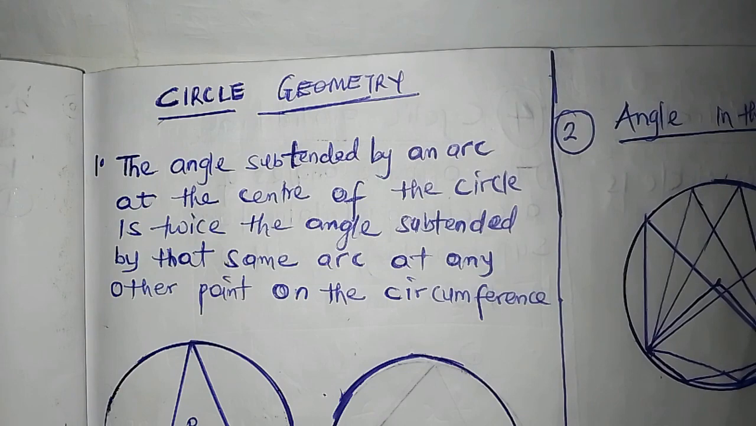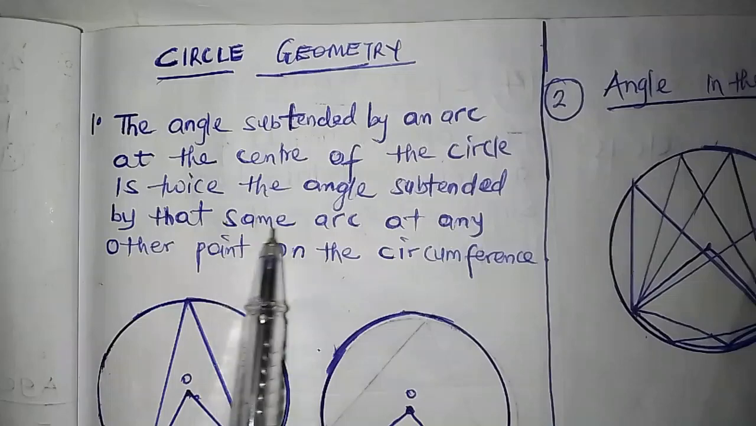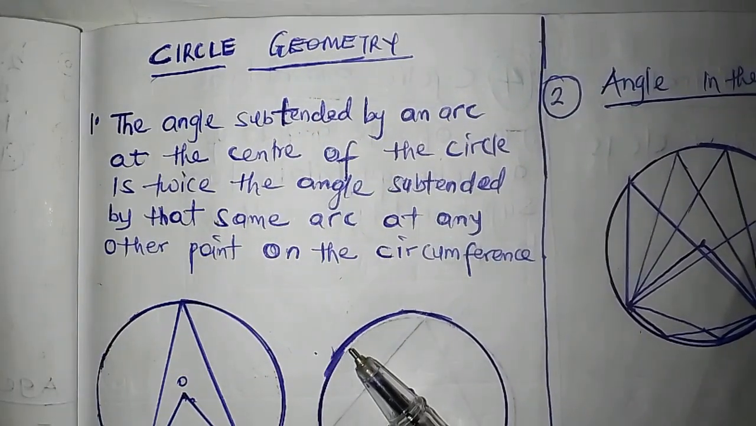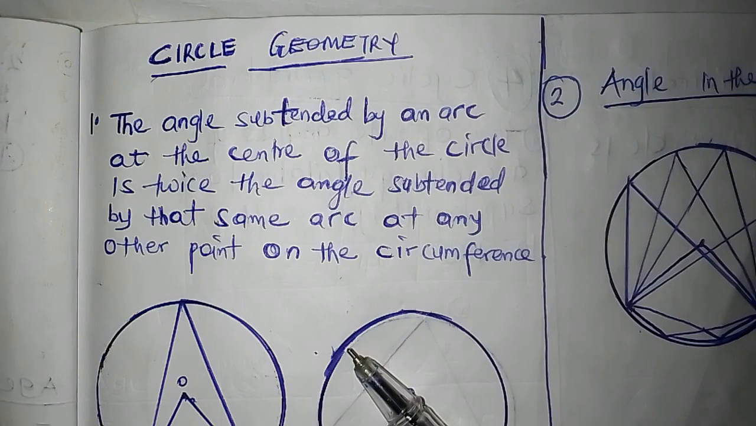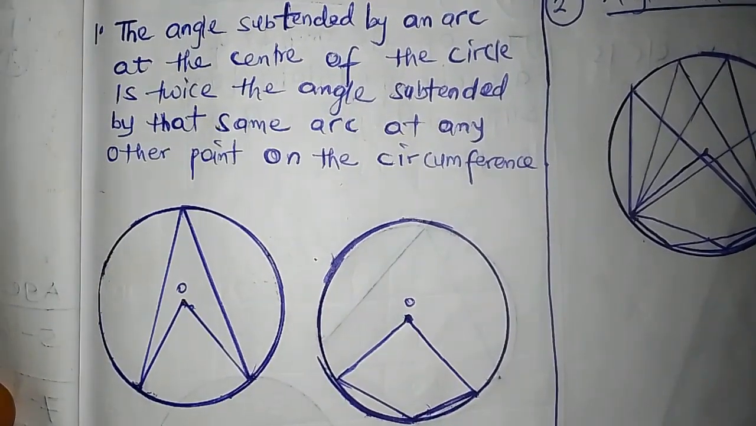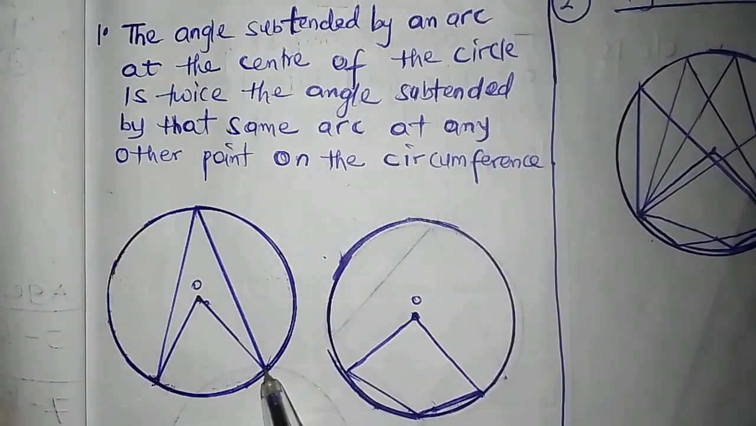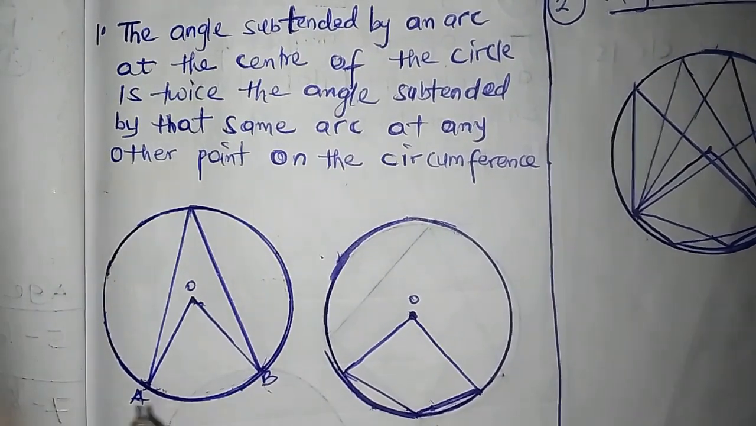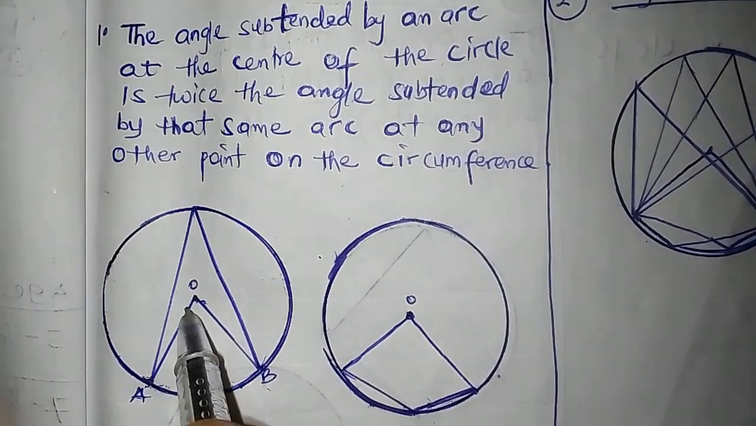Now the first one. The angle subtended by an arc at the center of the circle is twice the angle subtended by that same arc at any other point on the circumference. Now this is what we are saying. This is an arc. This arc, let's say arc AB. This arc subtends this angle at the center.